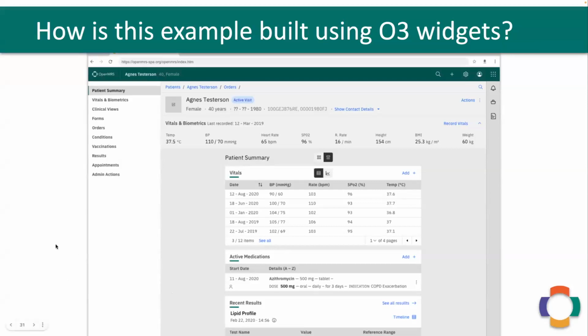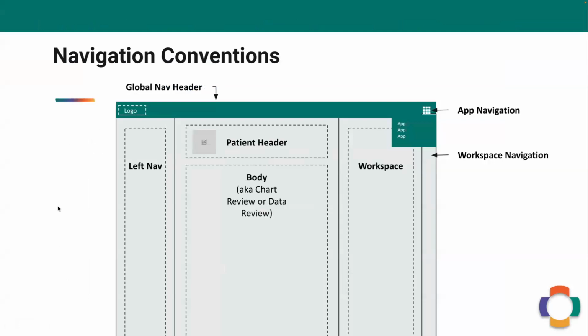We're almost done with the overlap. Let's look at this example. This is a real screenshot from OpenMRS 3. Let's see how this example was built using O3 widgets or mini apps.